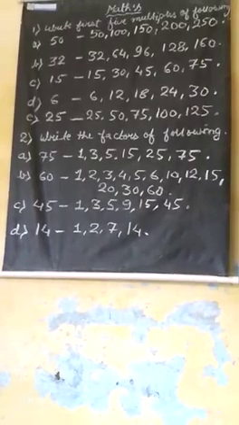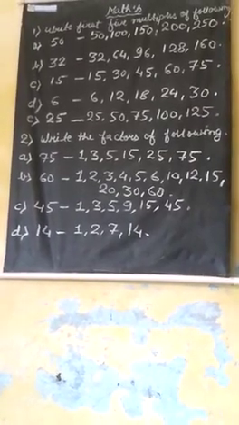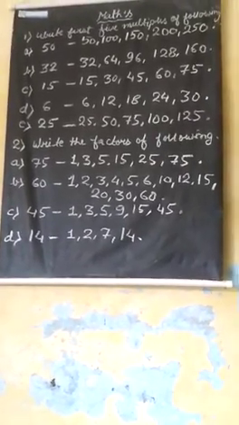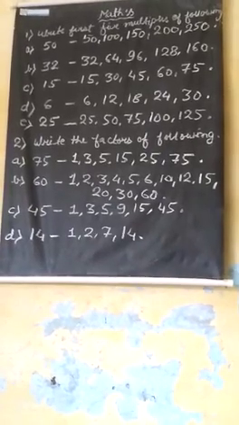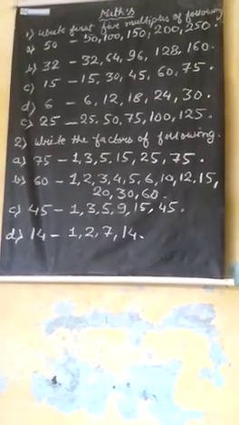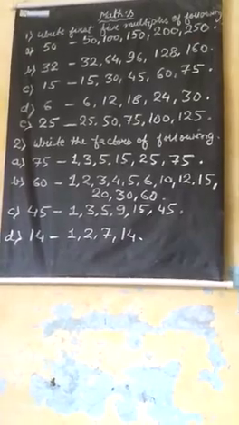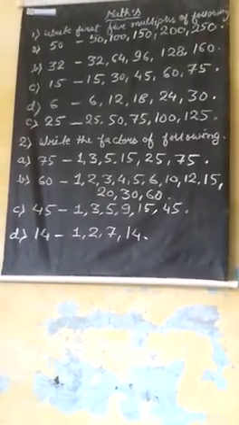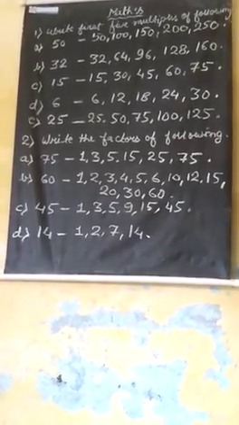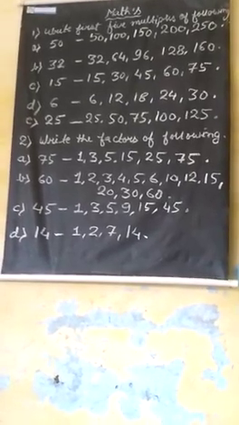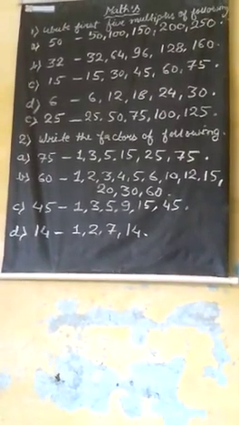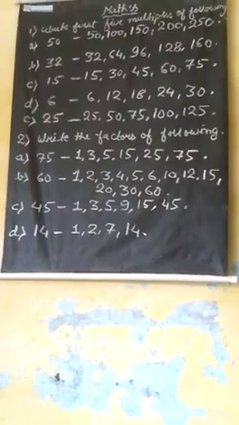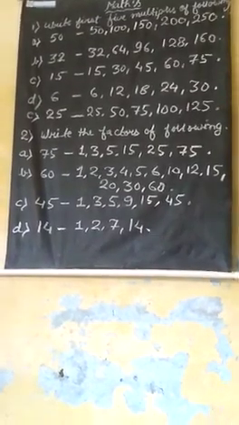It is divisible by 2 and 5, so it will be divisible by 10, and it is divisible by 3 and 4, so it is divisible by 12. And if it is divisible by 3 and 5, it is divisible by 15, or it is divisible by 4 and 5, so 20. It is divisible by 30 and 60. So the factors of 60 will be 1, 2, 3, 4, 5, 6, 10, 12, 15, 20, 30, 60.